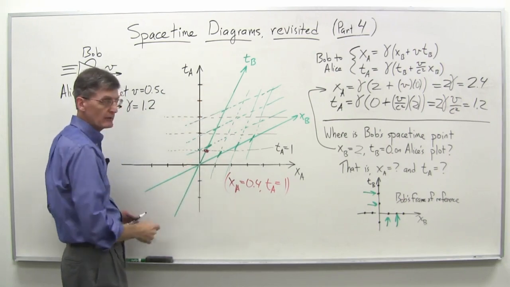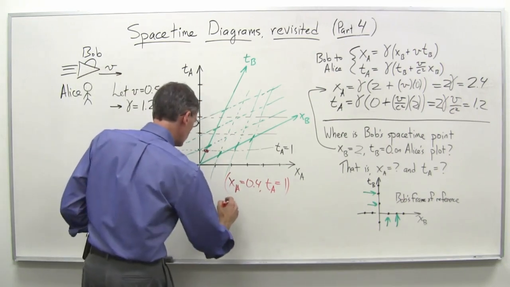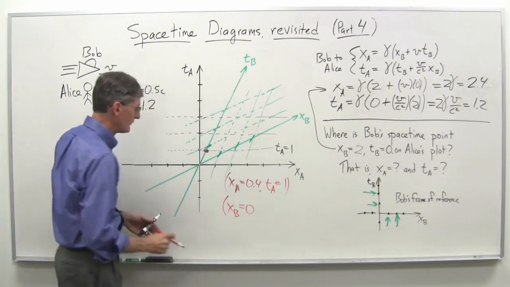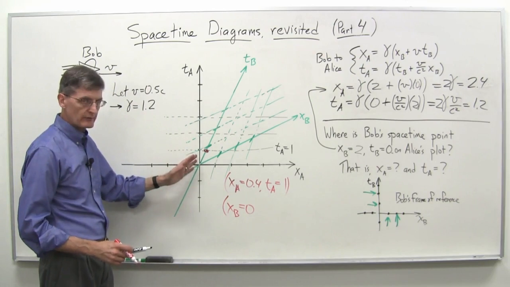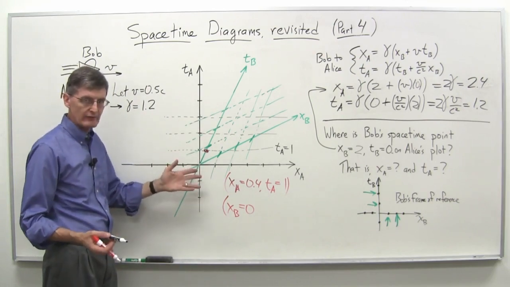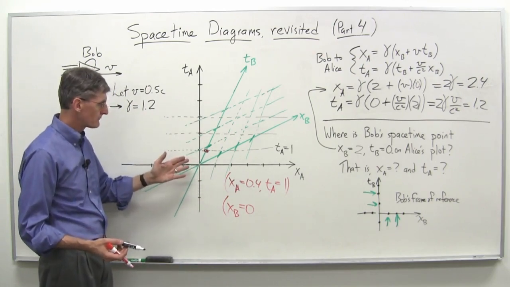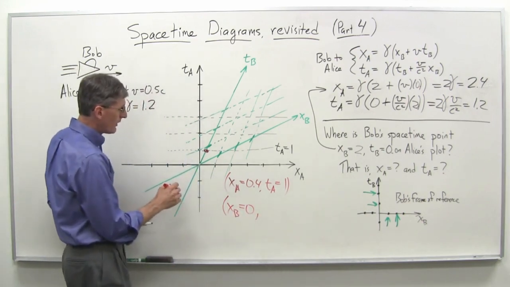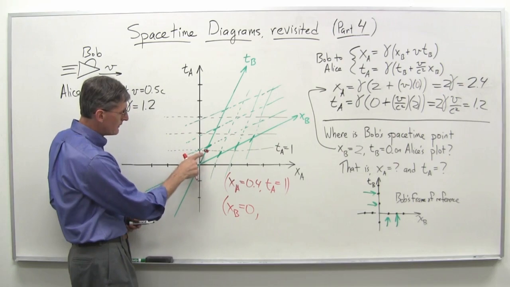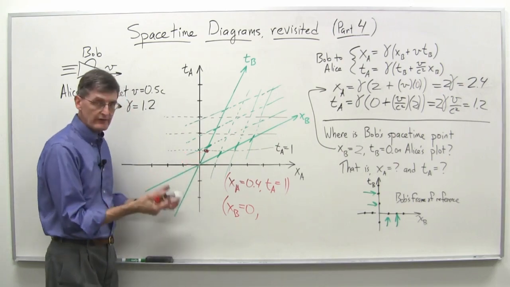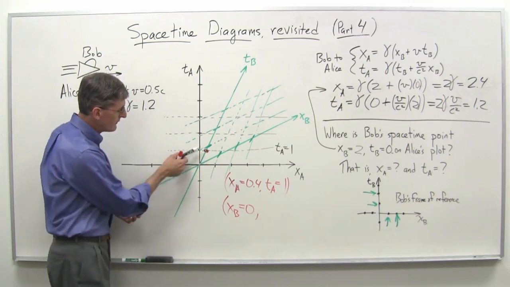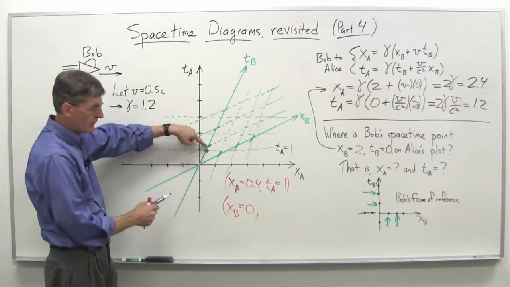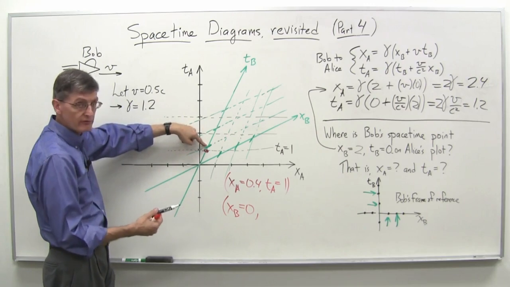Okay, it's happening right where he is, so it'd be x_B equals 0, okay? Because the t_B axis is, by definition, x_B equals 0, his location. And what's the time for him? The time for him is, well, note where the t_B equals 1 point is. It's right here. It's right there.